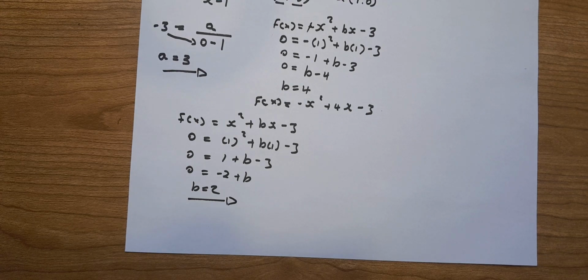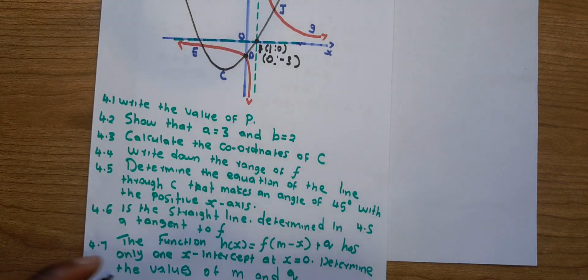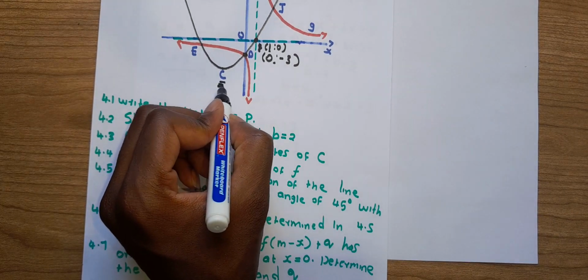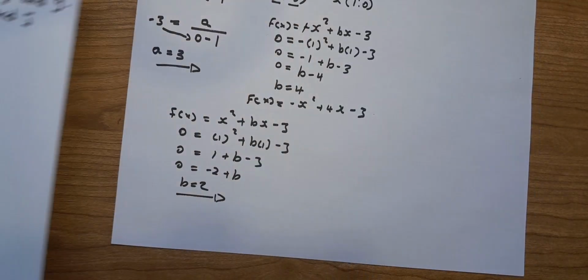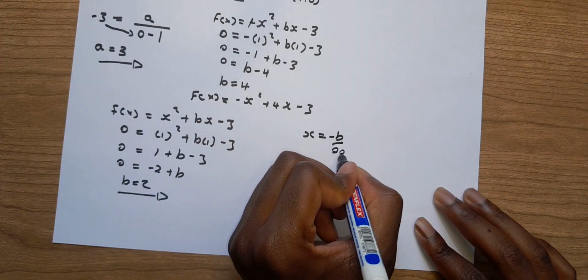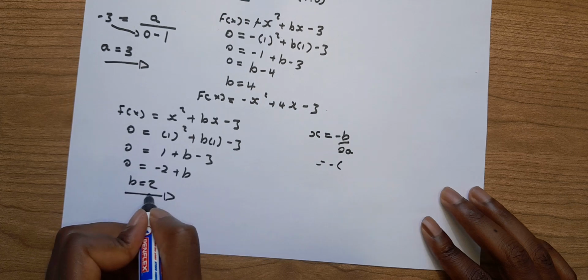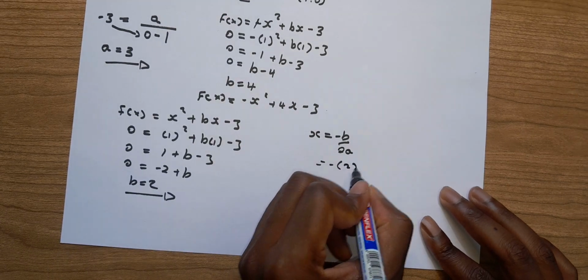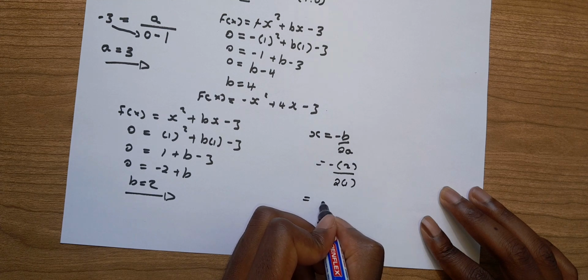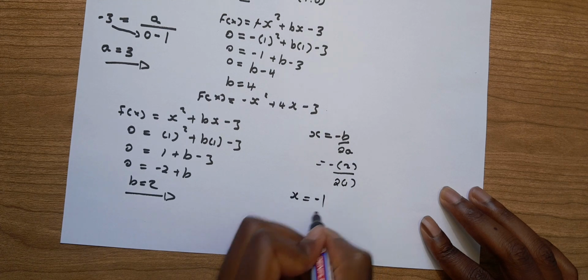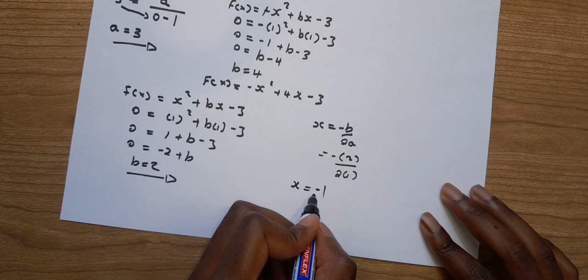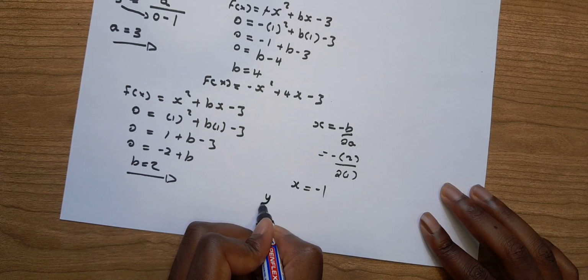All right. Now let's go forward. They say, calculate the coordinates of C. What are the coordinates of C? This is the turning point, right? How do we calculate the turning point? x equals negative b divided by 2a. Negative, what is b? As we see, it is 2, divided by 2. What is the value of a? It is 1. So it means that the x coordinate of the turning point is actually negative 1, right? And then we're going to go back and put negative 1 in the original equation.